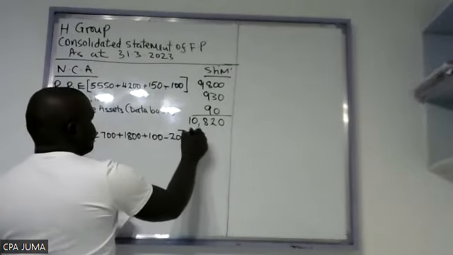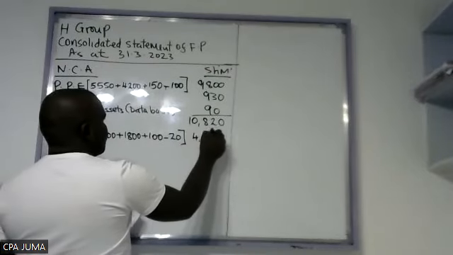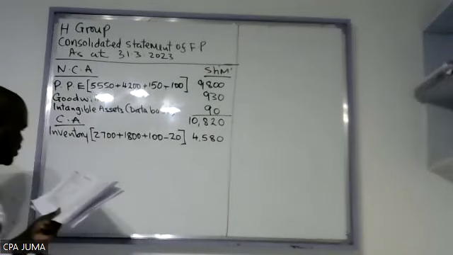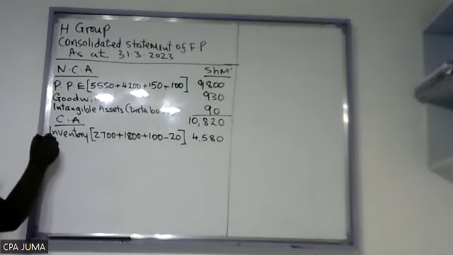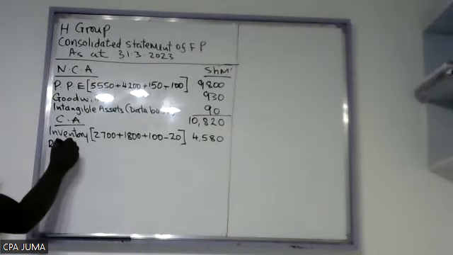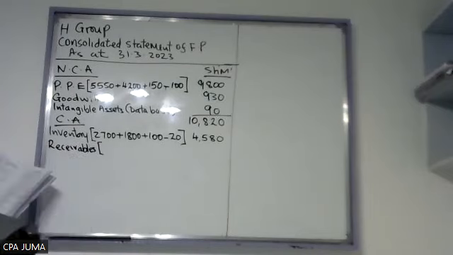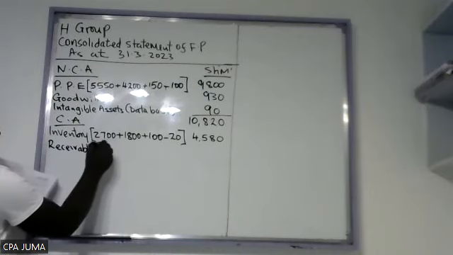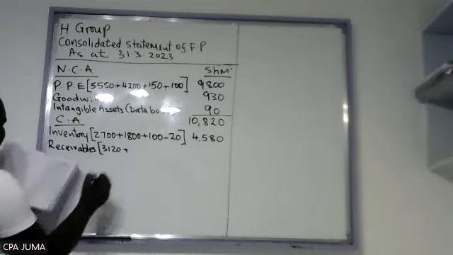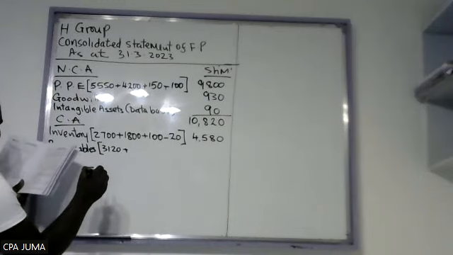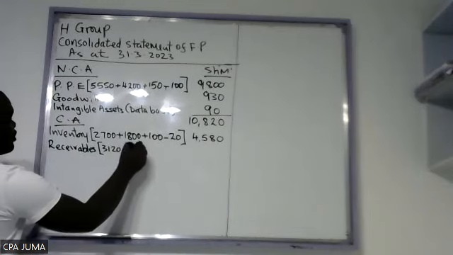4580. Next, receivables. Receivables, we have 3120 plus 2180 minus.